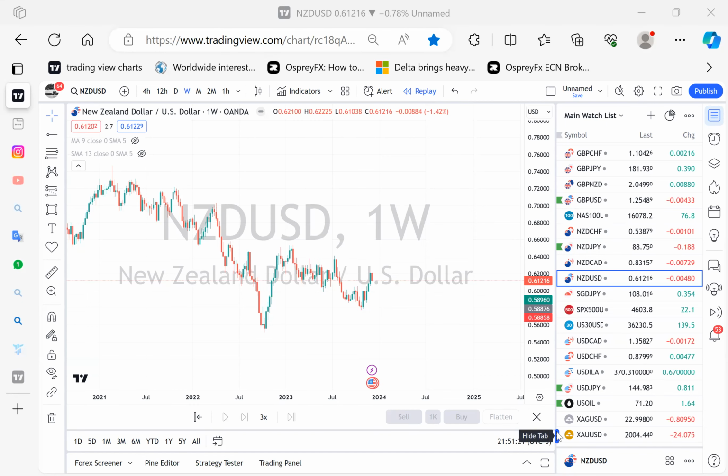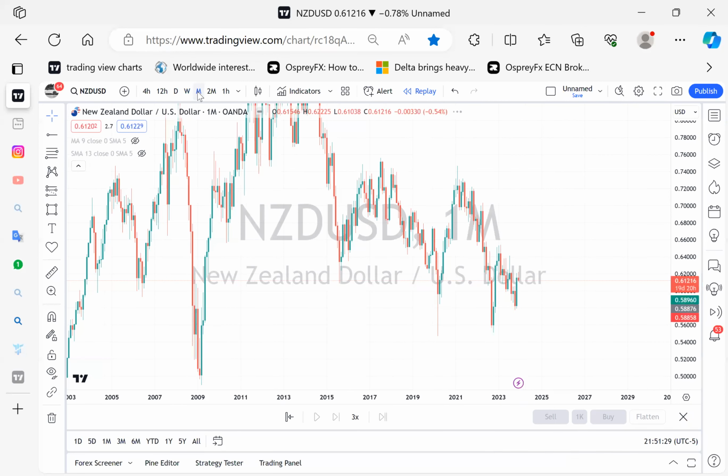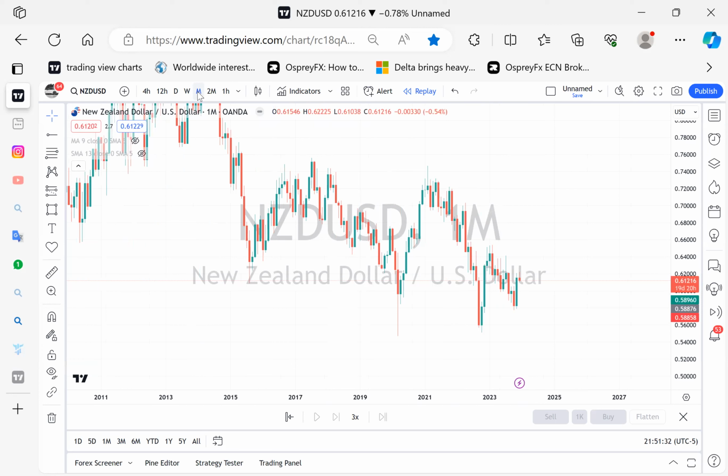Good day, traders. I want to talk about a concept that I call framing the market. This concept will help new traders understand where we are in the market.